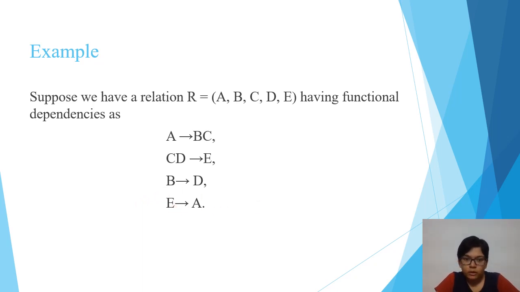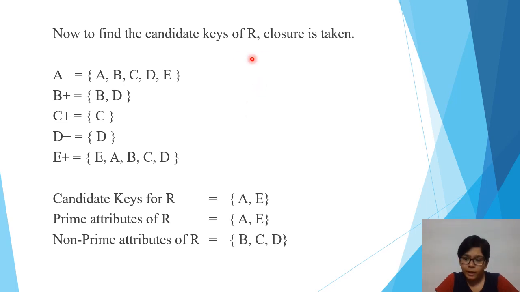Here we find the candidate keys of R, because obviously for finding the prime and non-prime attributes, first we have to know what the candidate key of that relation is. To find the candidate keys, as we know, closure is taken. So here we have taken the closure of all five attributes, that is A, B, C, D, and E. From the closure of A, we can see that A can determine all the attributes. We have five attributes here, A, B, C, D, and E, and A can determine all of them.